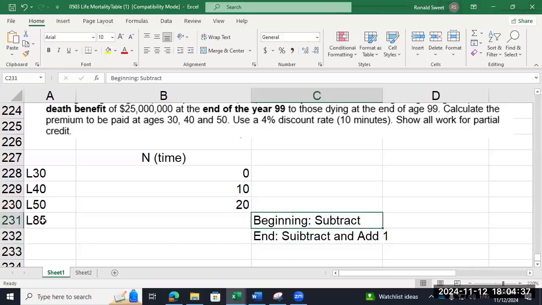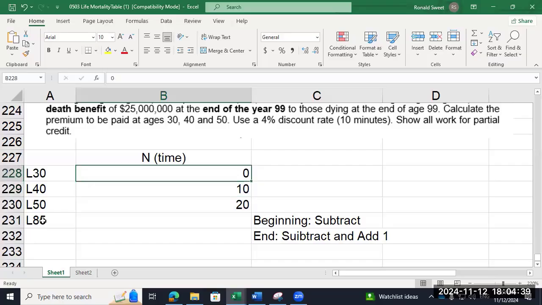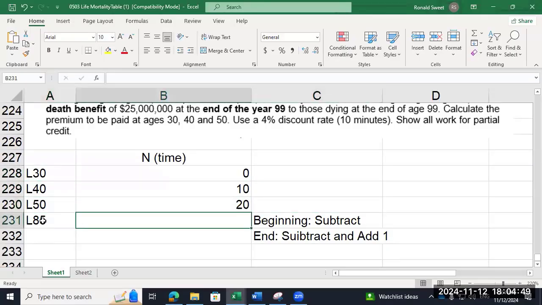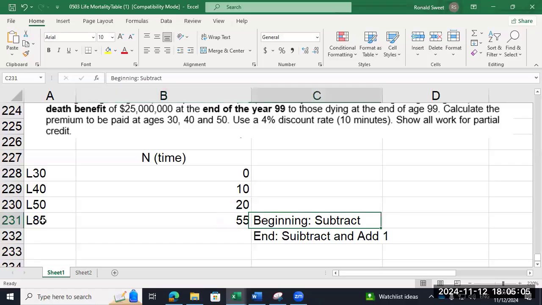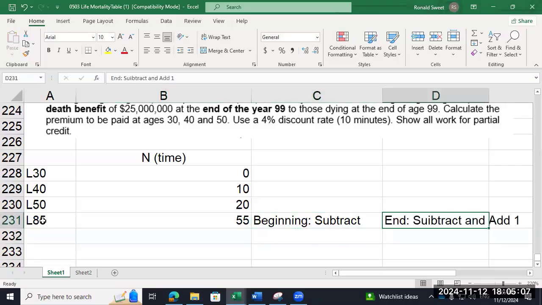All right. We did that here, right? So the premiums are paid at the beginning of the year. So you take 40 minus 30 and you got 10. Premiums are paid at the beginning of the year. So you take 50 minus 30, you got 20. This payment's at the beginning of the year, so you take 85 minus 30, your N is going to be 55. Okay, anything at the beginning of the year, you subtract. Anything at the end of the year, you take that minus the beginning year plus 1. Right? So remember that, it keeps it fairly straightforward.